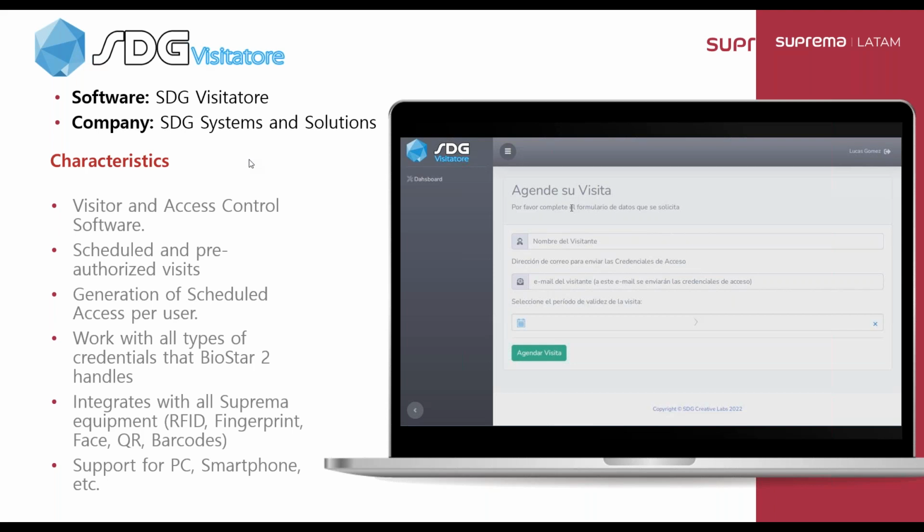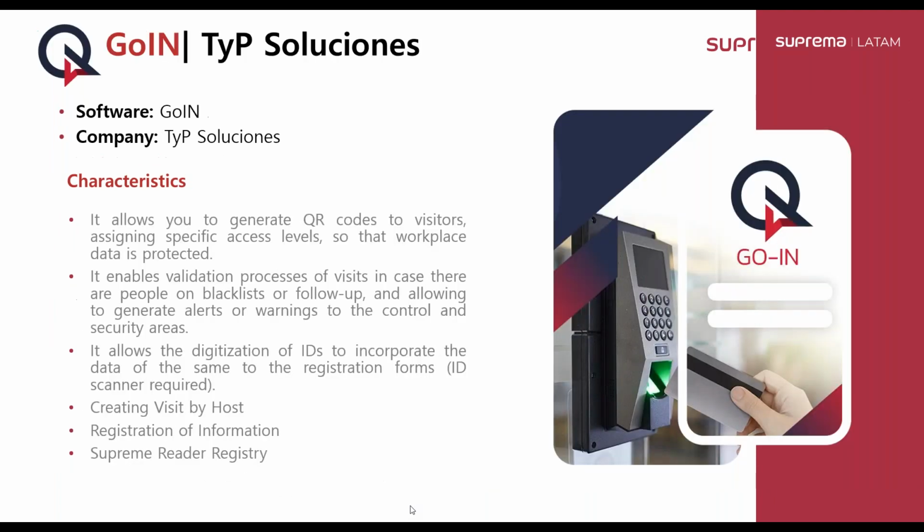This software works with all types of credentials from BioStar 2. This means that it allows you also to utilize QR codes, sending the QR codes on demand as well, and also the mobile applications, and also pre-enrollment links by email, and also the traditional credentials as card, face, and fingerprint, and integrates with all the Suprema devices, and also has support for PC and smartphone.